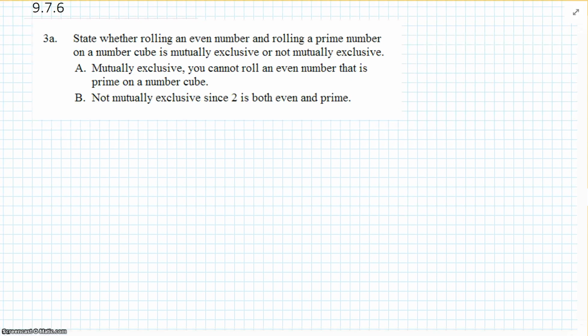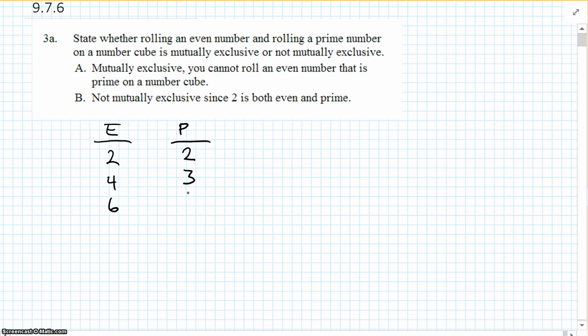Okay, 3A. State whether rolling an even number and rolling a prime number on a number cube is mutually exclusive or not mutually exclusive. Well, what are the even numbers on a number cube? 2, 4, 6. What are the prime numbers? Okay, 1's not prime, but 2 is, 3 is, and 5 is. Well, since 2 is on both of them, they're not mutually exclusive.